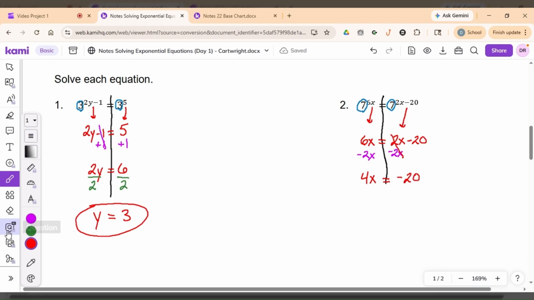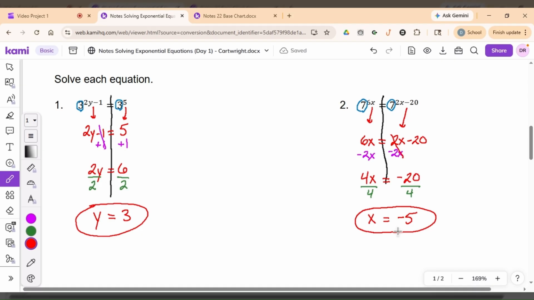And just like before, you have a coefficient with x. So we're going to divide by 4, okay? If you're wondering where the negative 20 came from, remember we have to keep this minus sign there. But we're going to divide by 4 to cancel that coefficient that we have, and that's going to give us x equals negative 20 divided by 4 is negative 5.